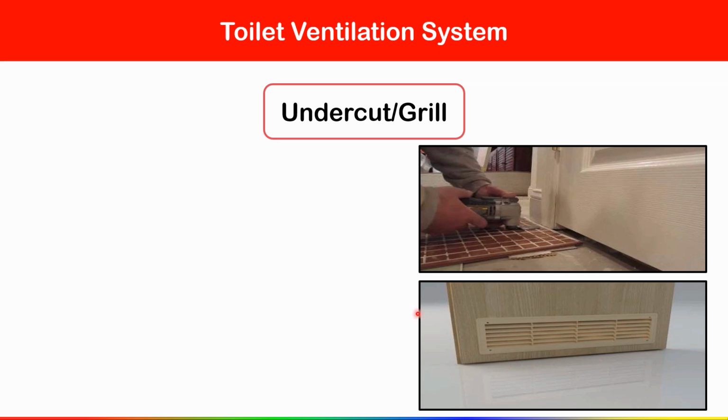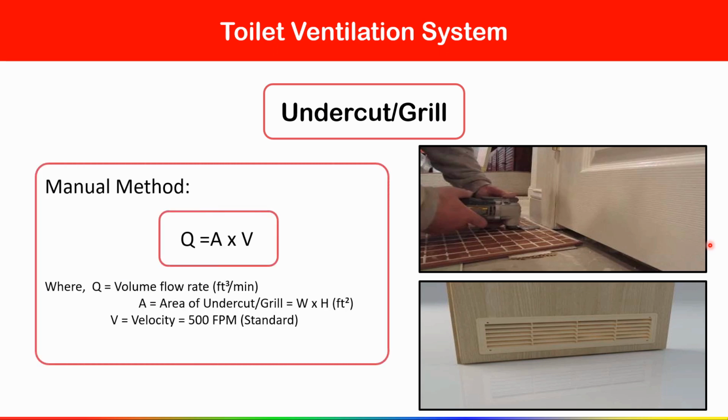See this type. But the width and height of this grill, how can we get it? So we have a formula. Either you can do the manual calculation or we have a software also. First of all, see the manual calculation. For the manual method we have a formula, Q is equal to AV. Q is the volume flow rate. A is the area of the undercut or grill.